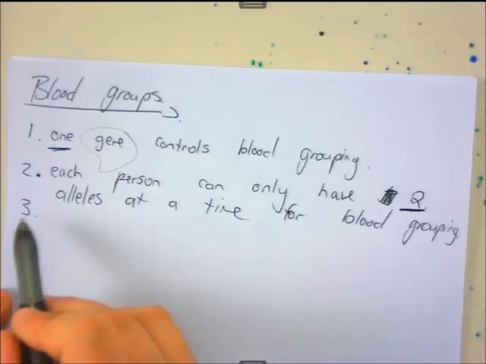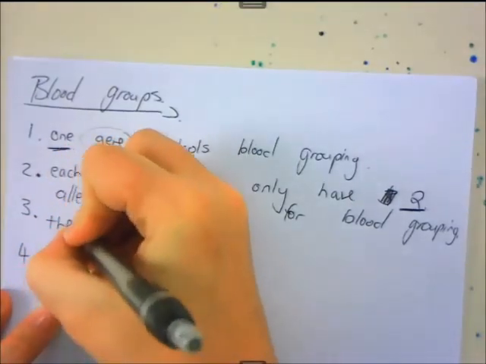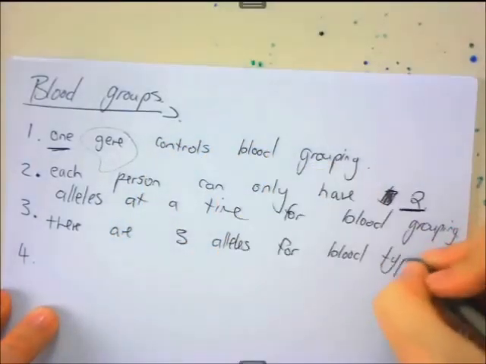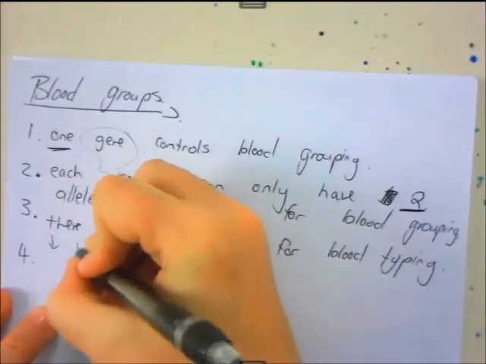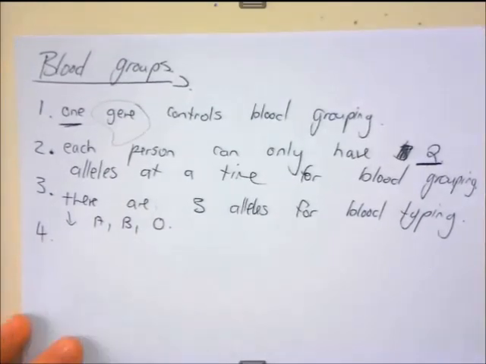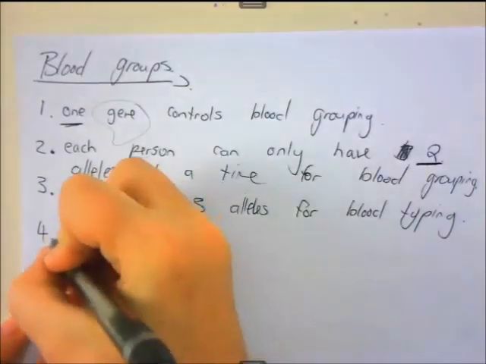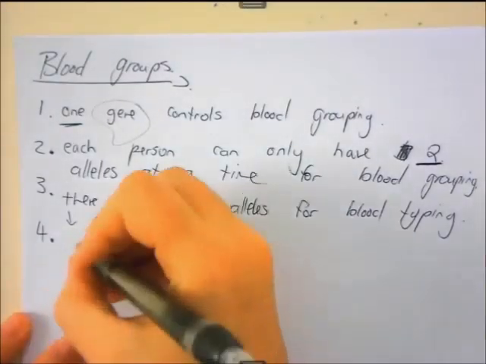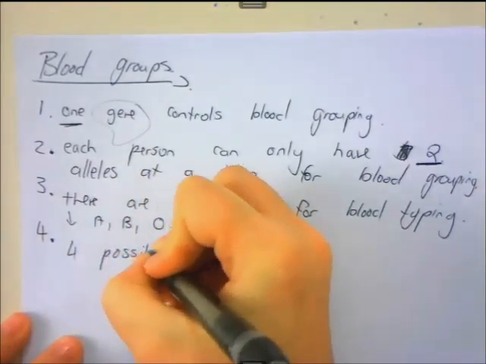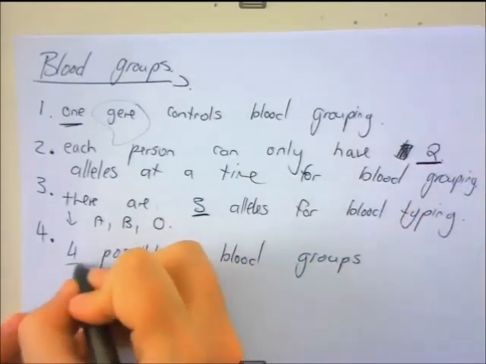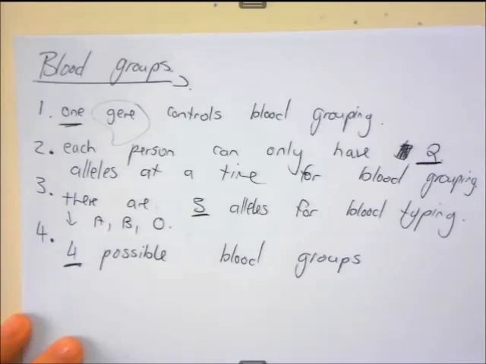Then if we look at the third step, there are in fact 3 alleles for blood typing. Okay, and these are going to be the A, the B, and the O, which we are going to write a little differently when we start looking at the blood grouping, okay? And then the fourth one over here, okay, the fourth one that we're going to have a look at is that there are 4 possible blood groups in humans.